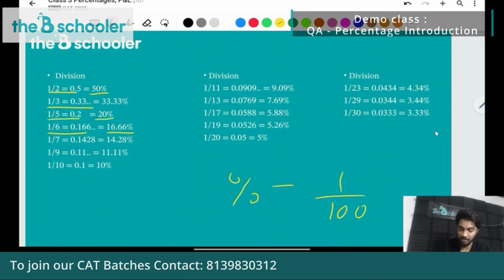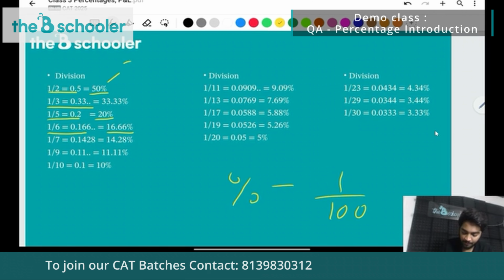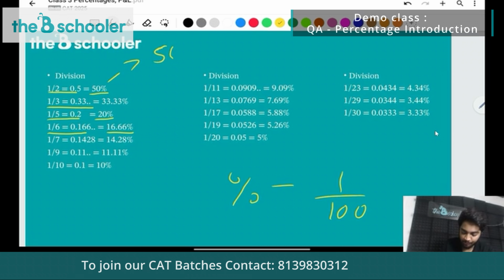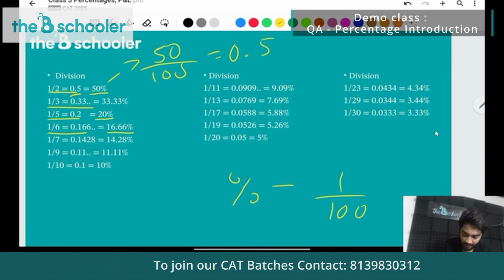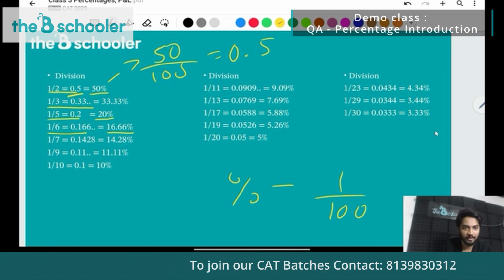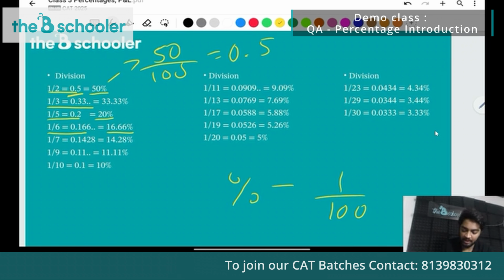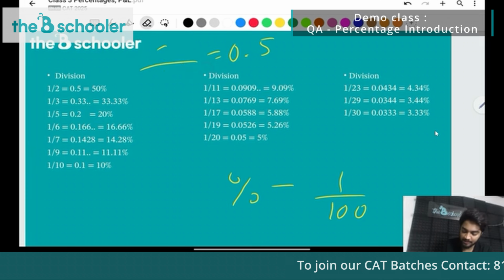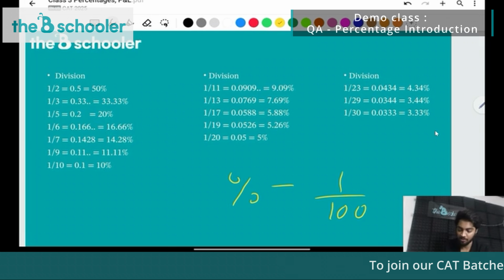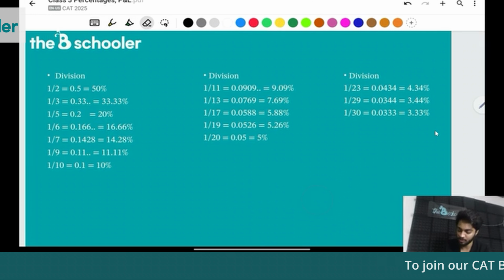This symbol means 1 by 100. So 50% means 50 by 100, which is essentially 0.5, which is what we have written here also. Clear? So as I told you, if you learn these reciprocals and their values, your life is going to be easy when you do any question.